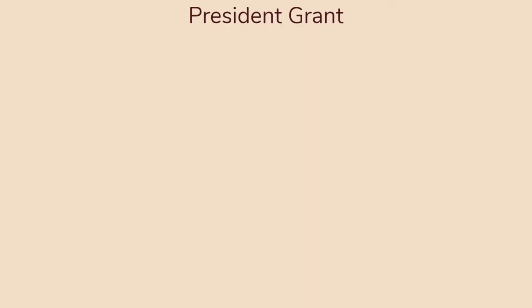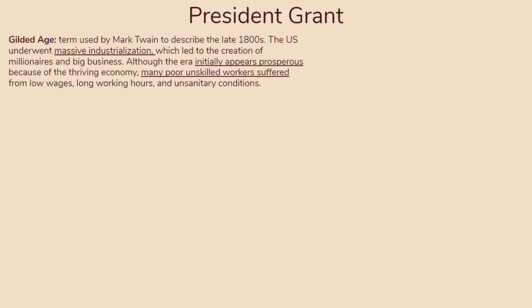Okay, so before we talk about President Grant, let's talk about this era as a whole, the Gilded Age. This was a term used by Mark Twain to describe the late 1800s. The US underwent massive industrialization, which led to the creation of millionaires and big business. Although the era initially appeared prosperous because of the thriving economy, many poor unskilled workers suffered from low wages, long working hours, and unsanitary living conditions.